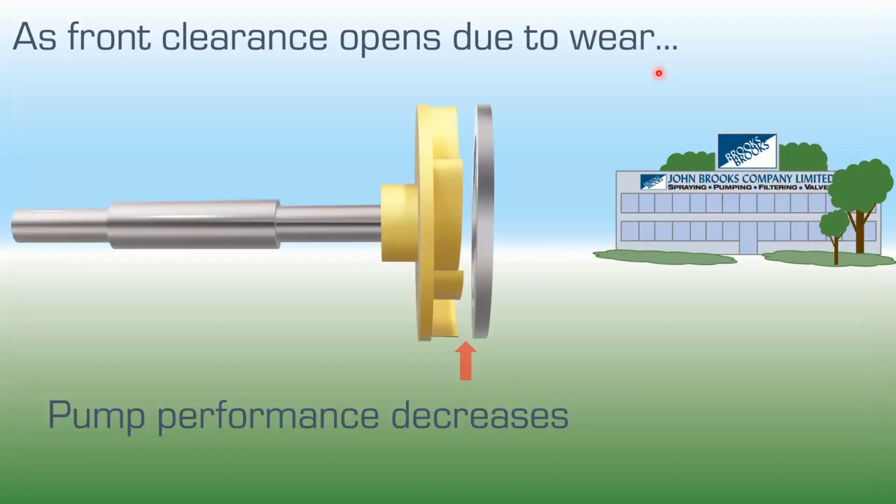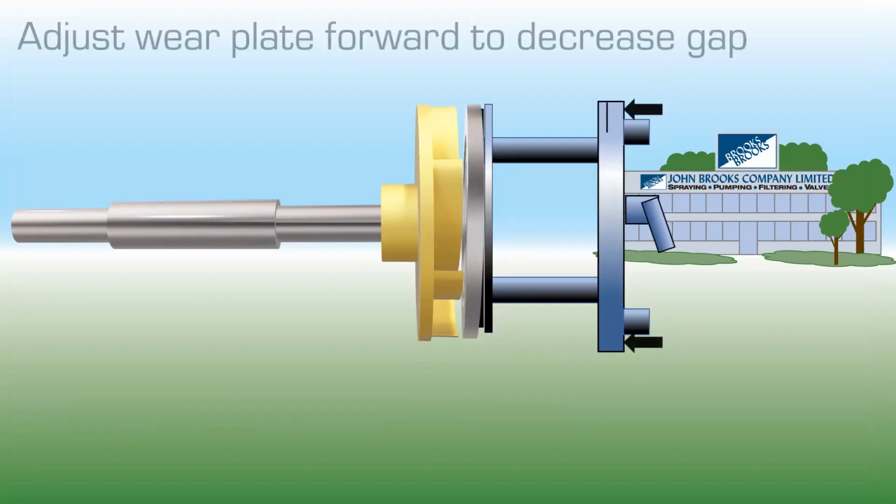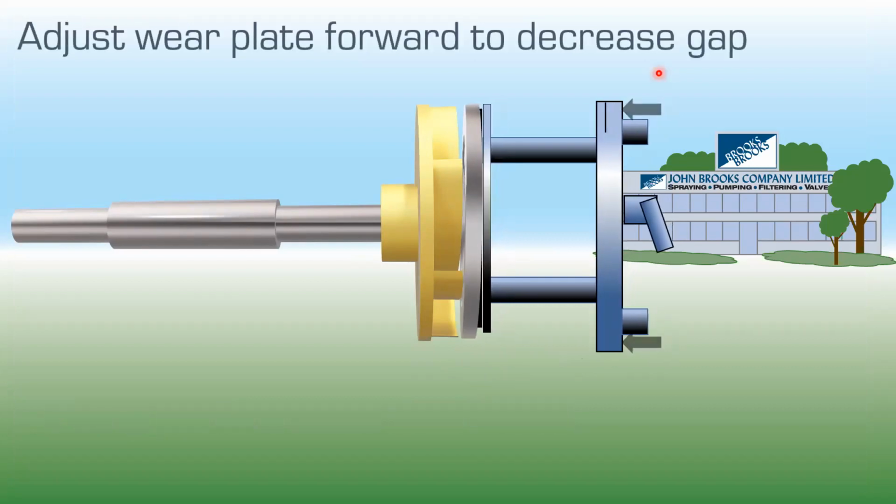So when these tolerances open up, because the wear plate is wearing, usually there's some external adjustment. In this case, it would be from the cover plate itself. We'd push that cover plate a little closer. And we could keep doing this over and over again until we wore that wear plate thin. And then we'd probably have to replace that wear plate. And maybe by that time, we'd have to replace the impeller as well.